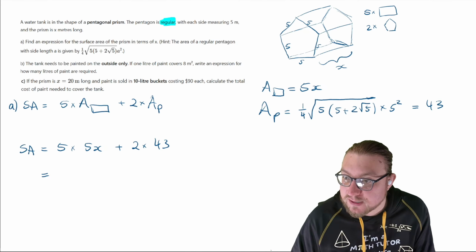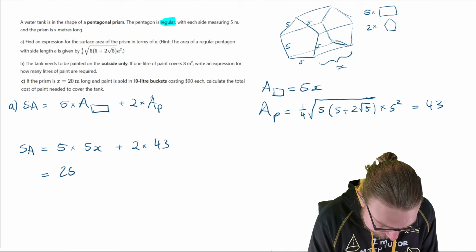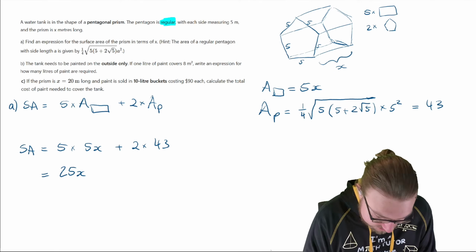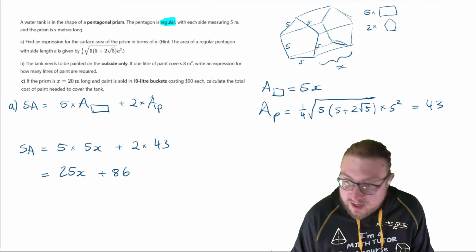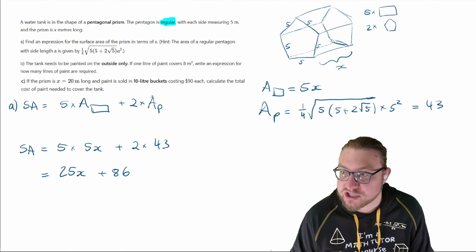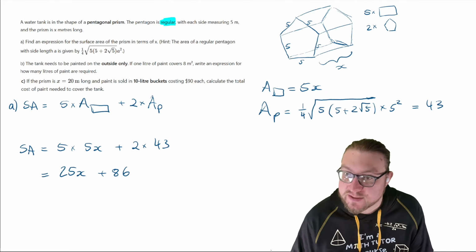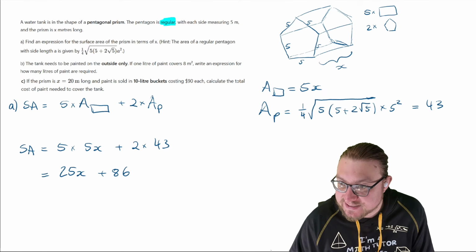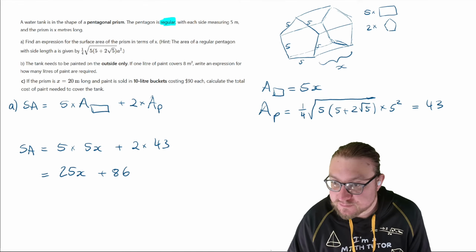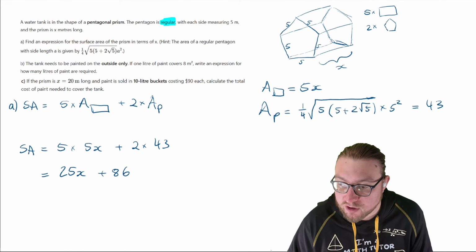Adding them together, let's have a look. We're going to get 5 times 5x, which is going to be 25x. And 2 times 43 is going to be 86. Now we can't add those together or change them at all because they are like terms. Well, they're not like terms, they're different like terms, is what I meant to say. So 25x has an x and 86 does not. So this is our question already done. Yeah, we've got our surface area completed.